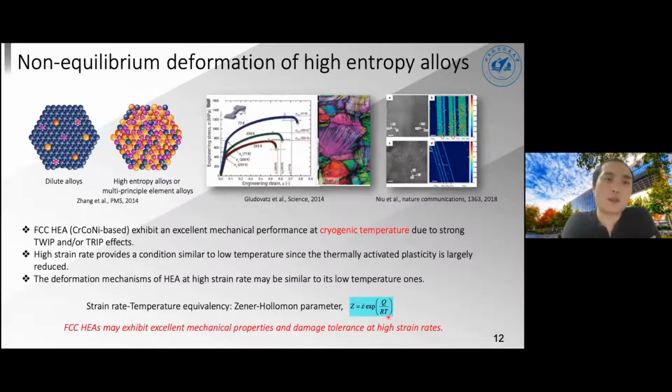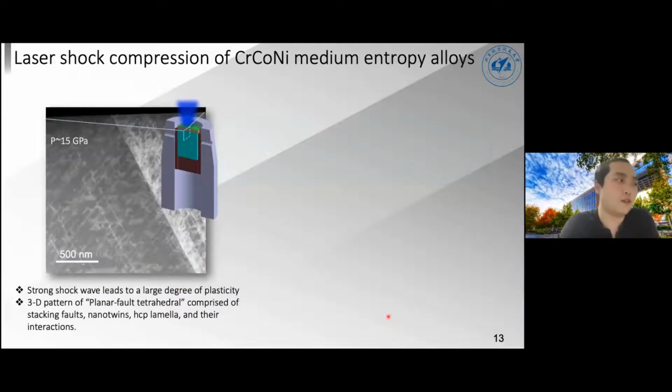So we chose a particular system, chromium, cobalt, nickel, a very classical so-called medium entropy alloy. We used the same methodology to shock recover this material at a peak pressure of about 15 gigapascal. As you can see from this low resolution STEM image, there is a high density of defects generated by shock, and these defects have this type of planar feature.